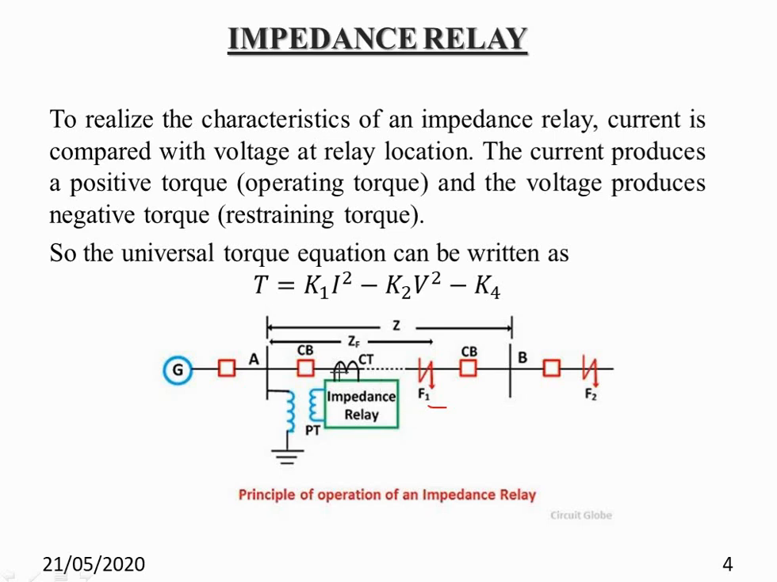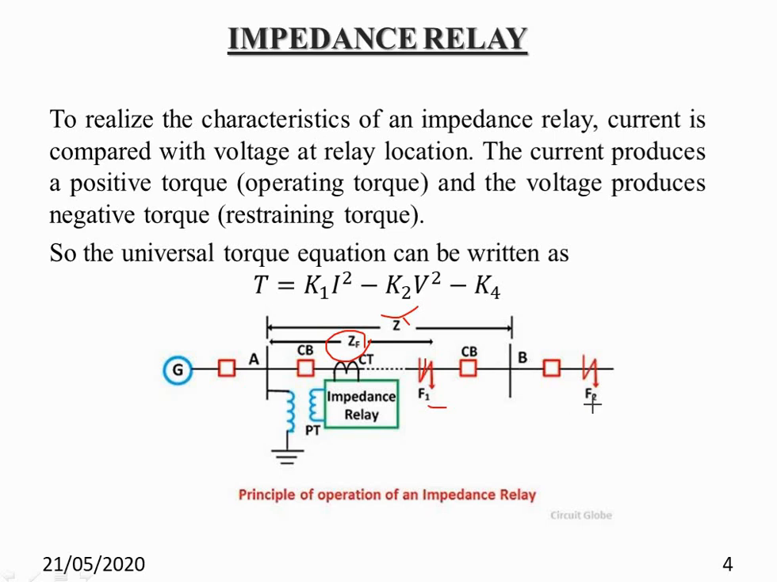Now, up to this F1 location, we can calculate the impedance. Suppose the impedance up to F1 is Z of F. Okay. Now the impedance of the entire line from A to B is Z. Now the relay which is connected near A will protect the line between A and B.